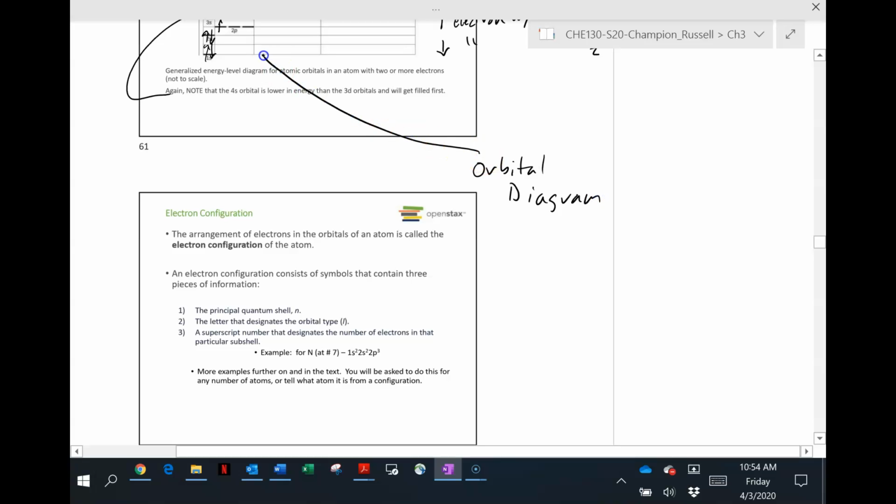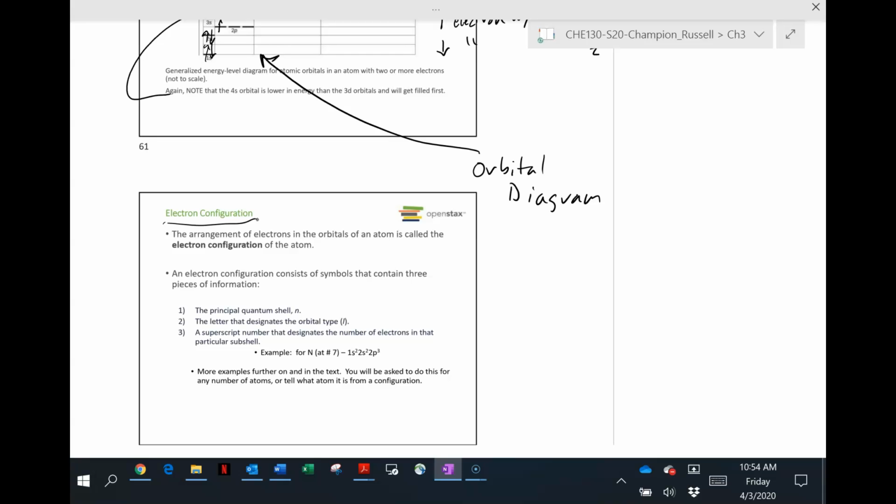So this up here was an example of an orbital diagram. The other way we'll describe the electrons is using an electron configuration. Electron configuration has a little less information in it, but it's probably more commonly used, and it's easier to write. It takes up less space than an orbital diagram.